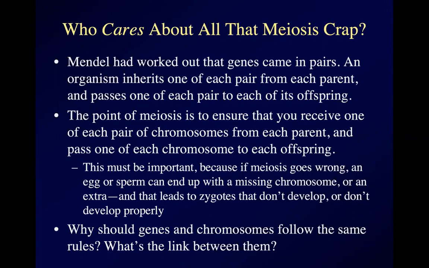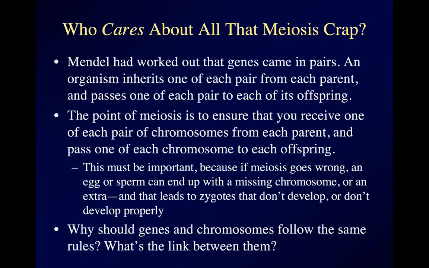Who cares? Mendel had worked out that genes come in pairs, right? You've got two copies of each gene, each of which can be in one or more alternate forms called alleles. And you inherit one of each pair of genes from each one of your parents, and then you pass one of each pair of genes to each one of your offspring. And this is not just true in pea plants, it's true for the majority of eukaryotes with a few occasional funny wrinkles, including yourself.